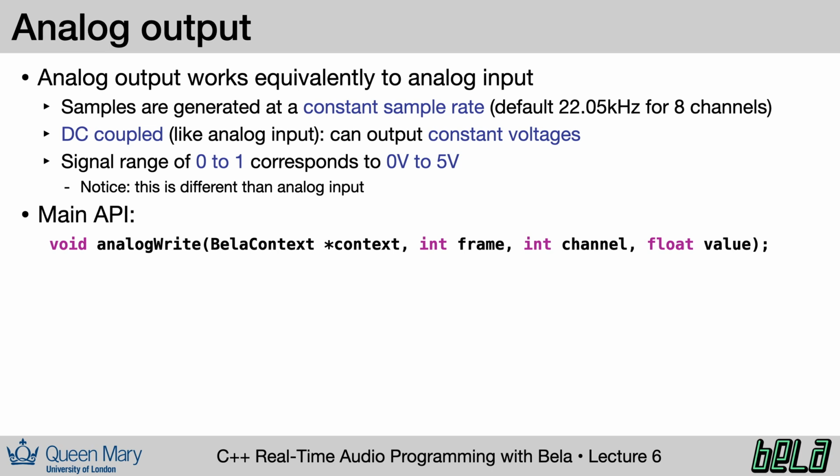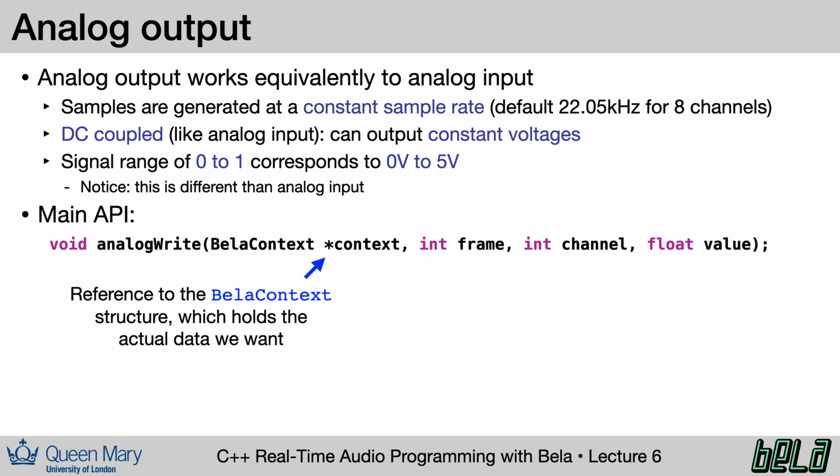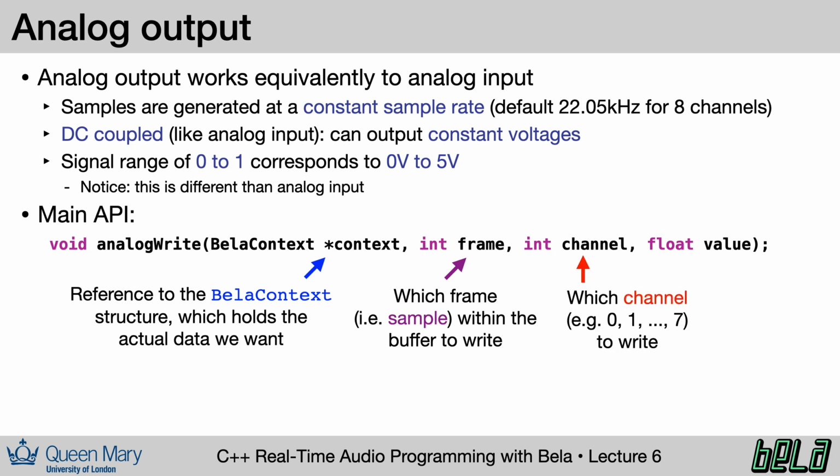Notice that's slightly different than the analog input. Here's the function we use. We call analog write. We pass it the Bela context. We pass it which frame within the block we want to write to. We pass it which channel we want to write to. And then finally, we pass it the value that we want to write.